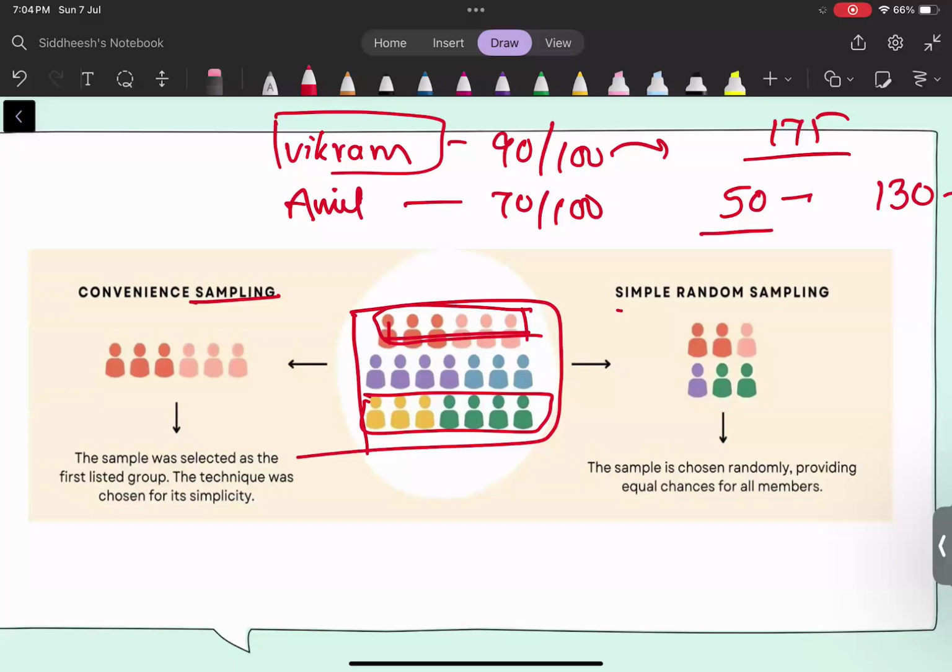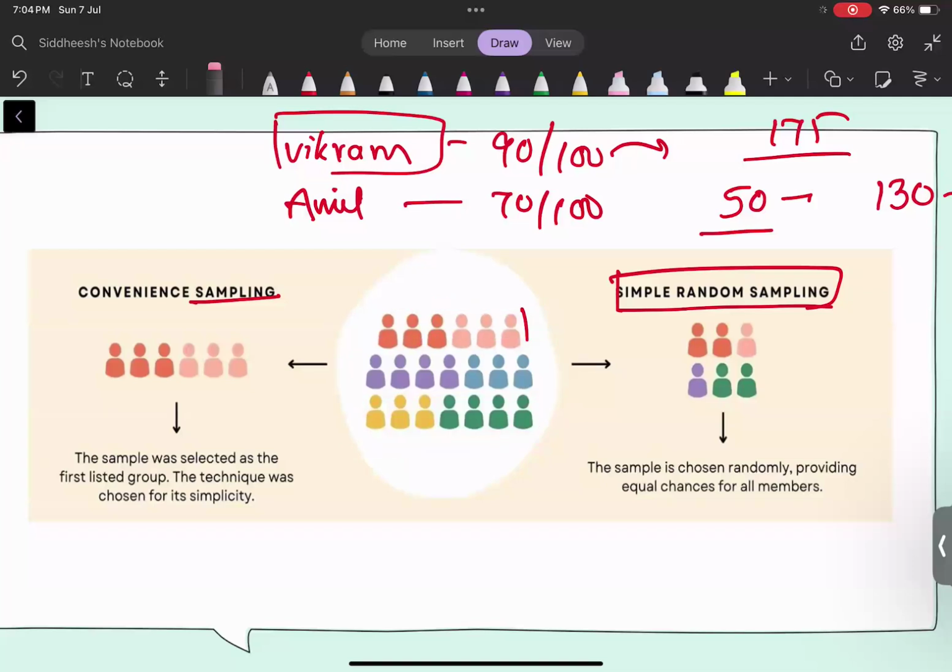Let's take the other one, that is simple random sampling. Okay, so let me remove all these markers. What I'm doing now is, in the first row, I will take two people randomly. In the second row, I will take three people randomly. In the third row, I am taking four people randomly. One, two, three, four. This is what is known as simple random sampling.